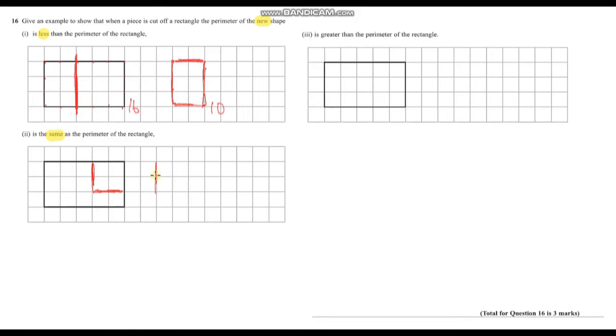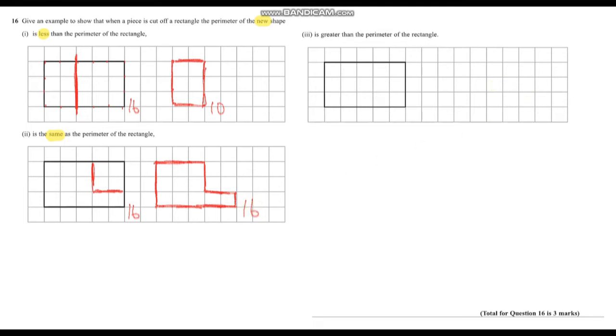So if I draw in the new shape, we're going to go up here, across, like that, up and then across. So that is our new shape. You can see that basically I've cut off this square from my old rectangle. And I know this is 16. Let's just count the perimeter on this one. So 1, 2, 3, 4, 5, 6, 7, 8, 9, 10, 11, 12, 13, 14, 15, 16. So we were correct. Okay, the last one.